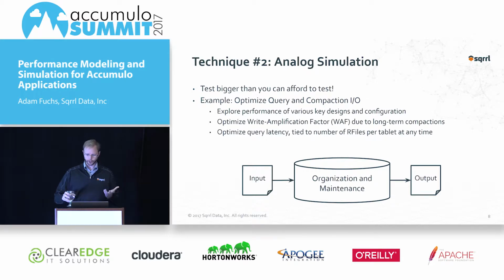So with analog simulation, we're really trying to test bigger than we can afford to test. So maybe on a 5-node cluster, I'm going to simulate what I can do on a 5,000-node cluster. And moreover, I'm going to simulate what I can do in a year on a 5,000-node cluster in a couple of seconds on a 5-node cluster, or possibly even on my laptop.